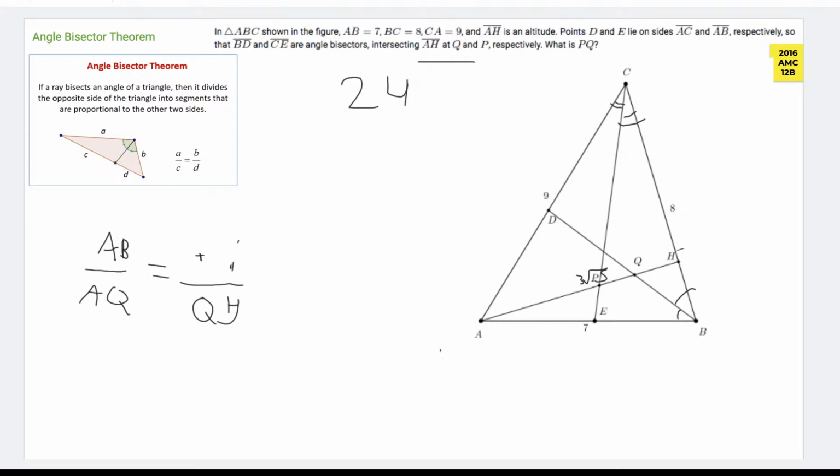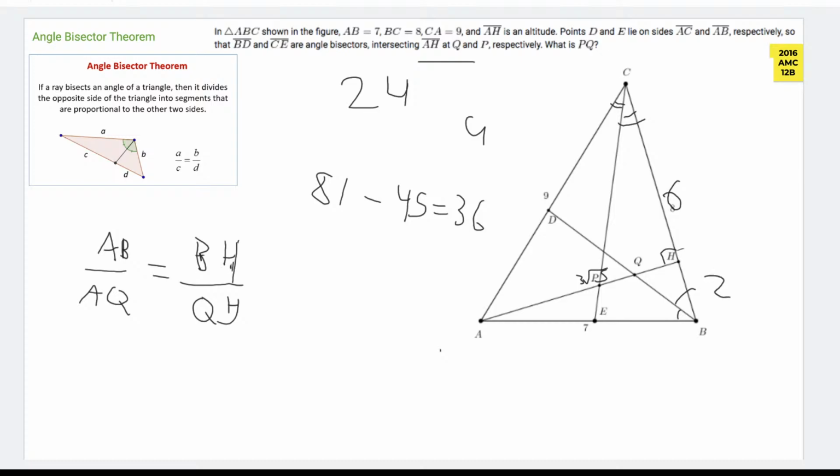And now we know that AB is 7, and BH we don't know yet, so we're going to find that out. Since this is 3 times the square root of 5 and we know this is 9, we can use the Pythagorean theorem because this is a 90-degree angle. So 9 squared, which is 81, minus 3 times the square root of 5 squared, which is 9 times 5, 45, equals 36. But that's the square of the length, which means if you square root that, you get CH, which means CH is just 6. We know CB, the entire thing, is 8, so HB is obviously 2.